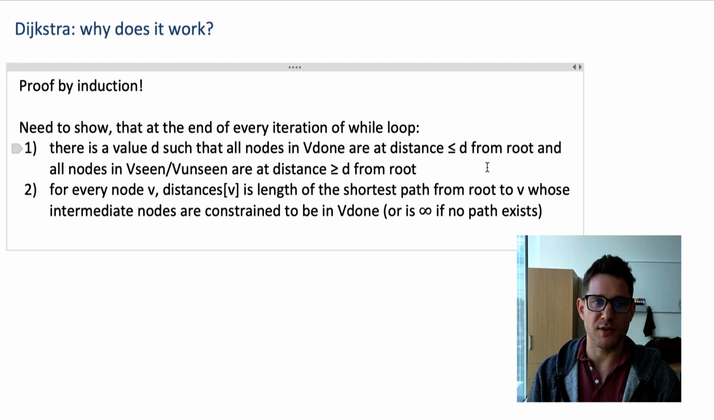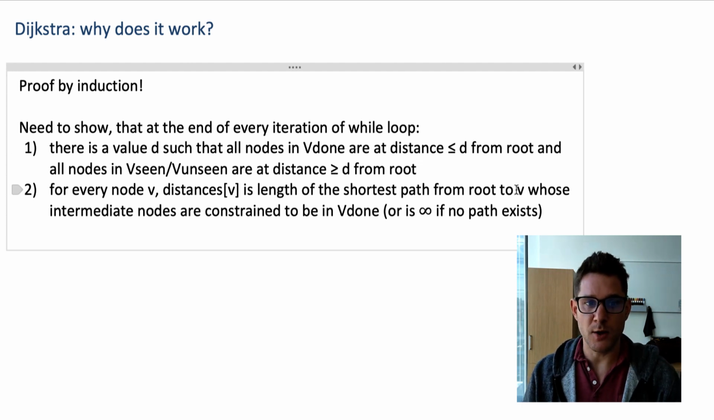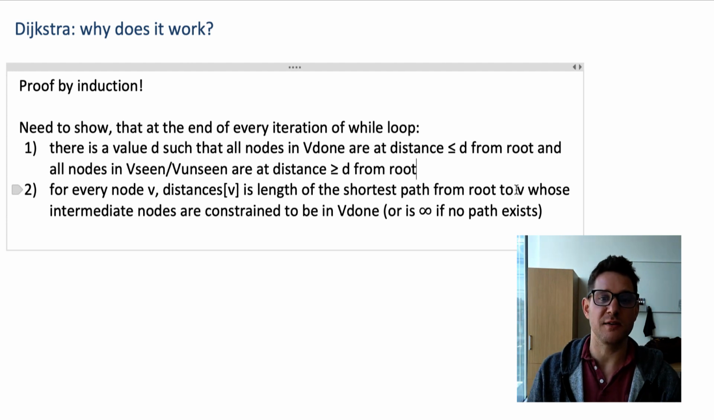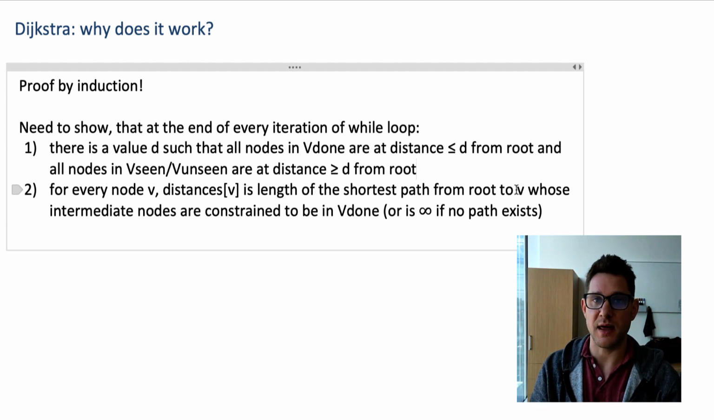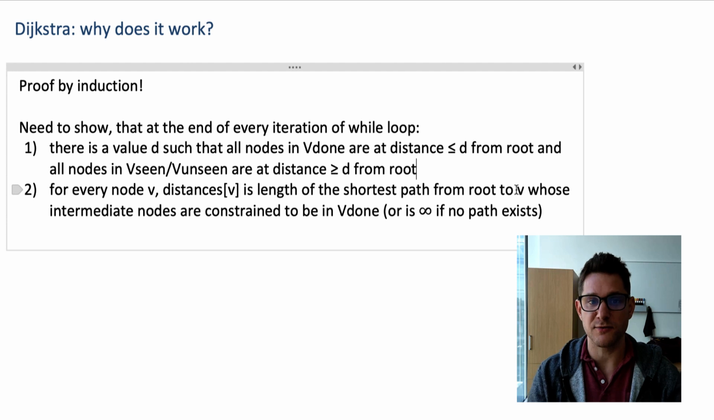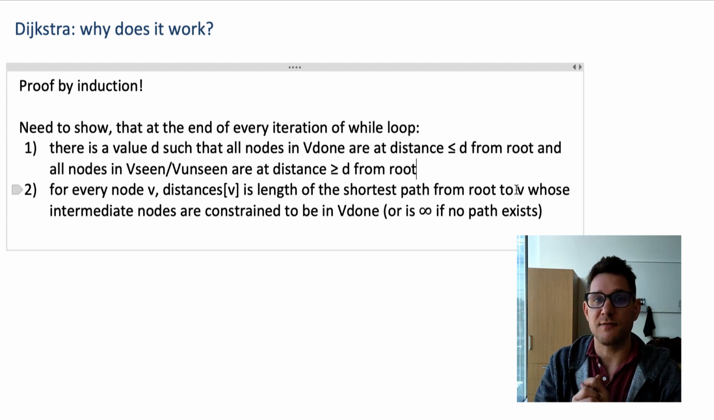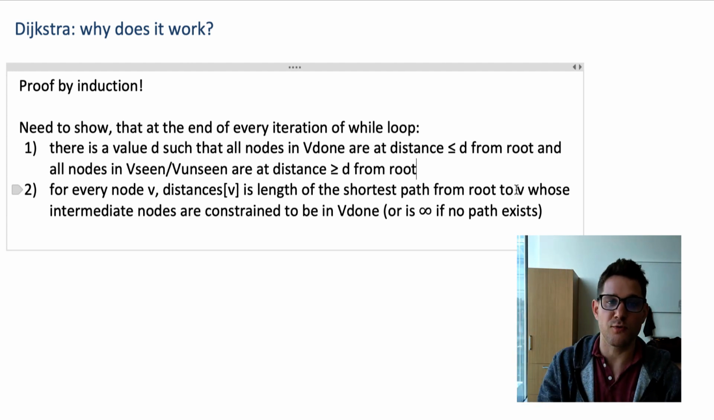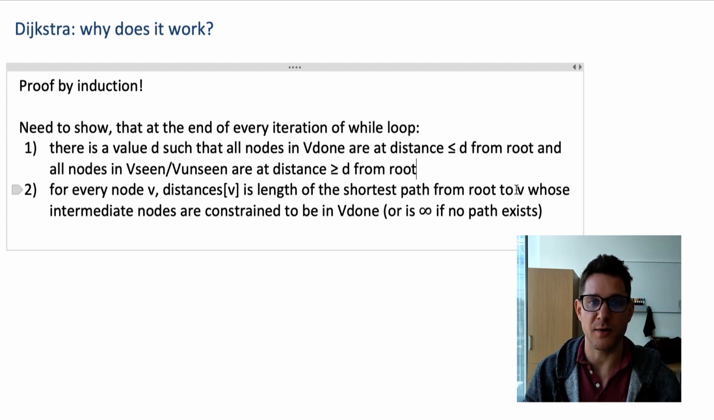Also, for every node V, distances of V is the length of the shortest path from the root to V whose intermediate nodes are constrained to be in VDone. Essentially, what you're doing is you're increasing the size of VDone on every loop, and what values you're seeing in distances for all the remaining nodes, those that are not done, the value for distances of V is going to be the length of the shortest path that has to go through VDone, that first connects to a node in VDone and then takes the shortest path from there.